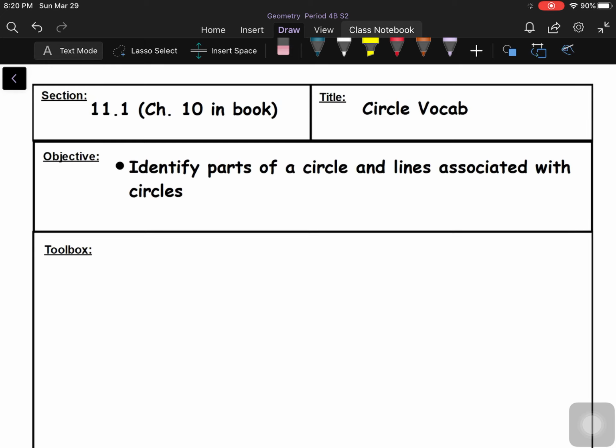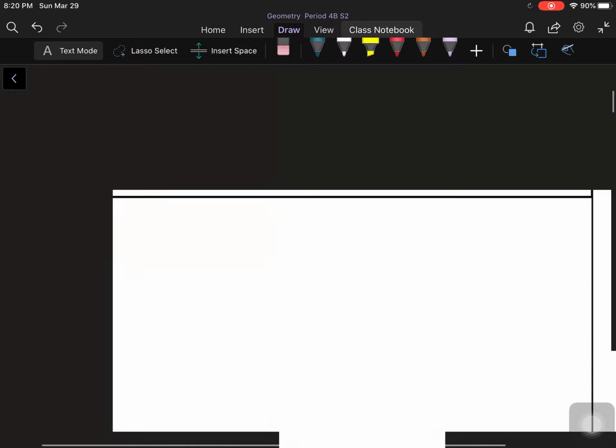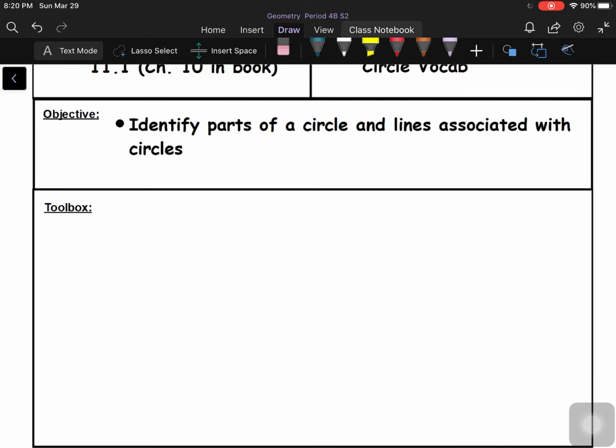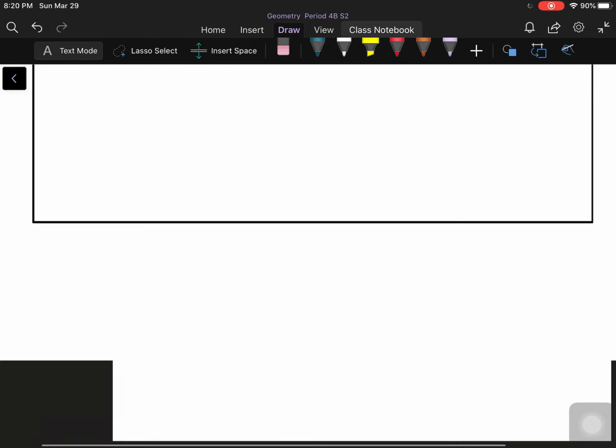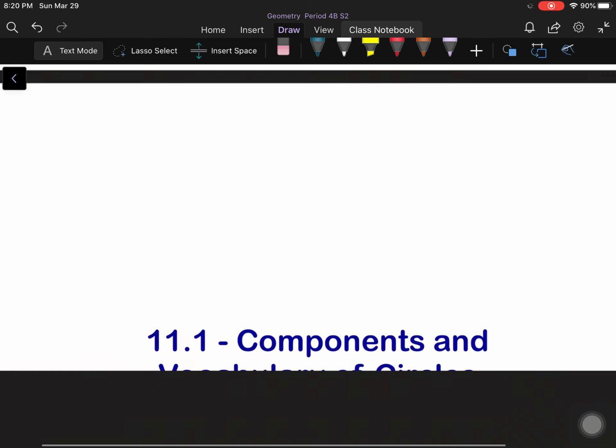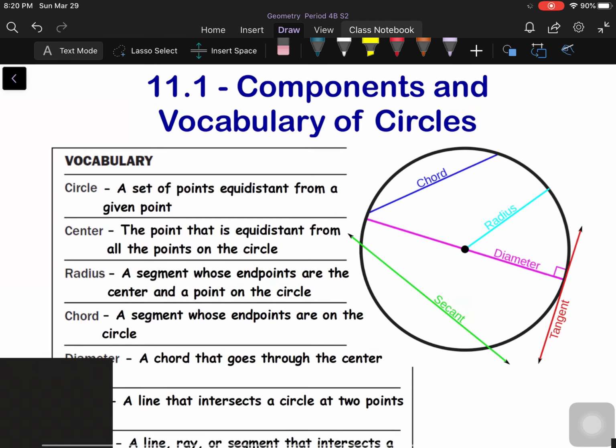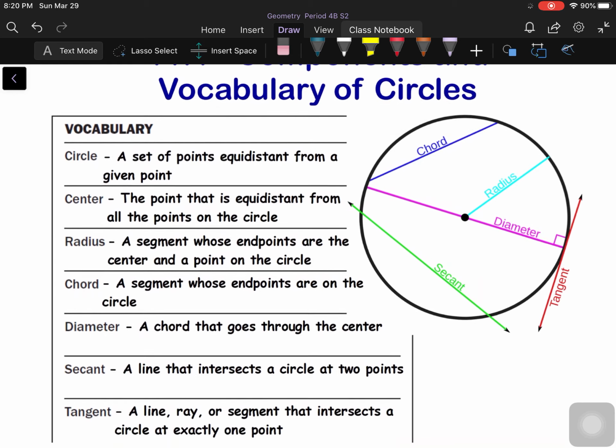All of your homework assignments are already preloaded in your folders, so you can just do those. You don't have to worry about the book. So don't even look at the back of the notes here. Don't even bother looking at that homework assignment. Just go to 11.1 homework and practice that, and I'll get you guys graded on that stuff. So today's lesson is just identifying the parts of a circle and then any lines that go through a circle. So it's just a lot of vocab today.